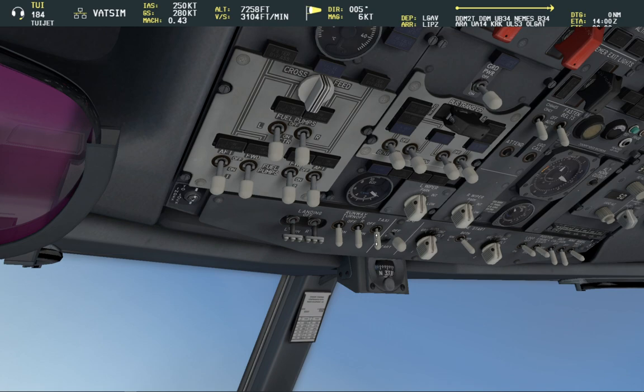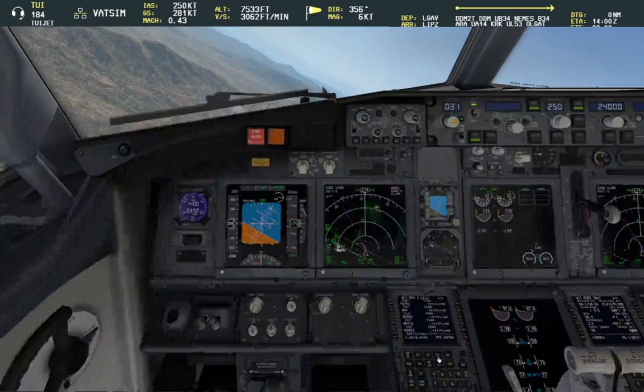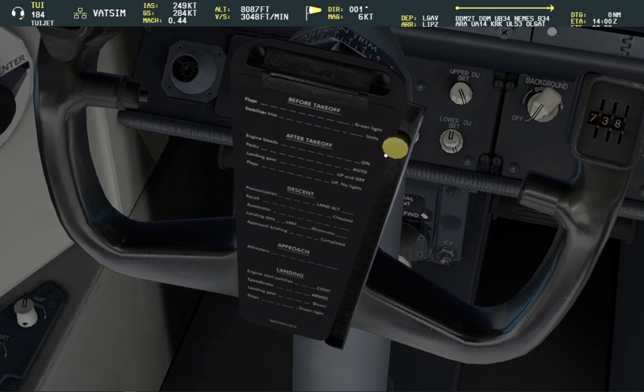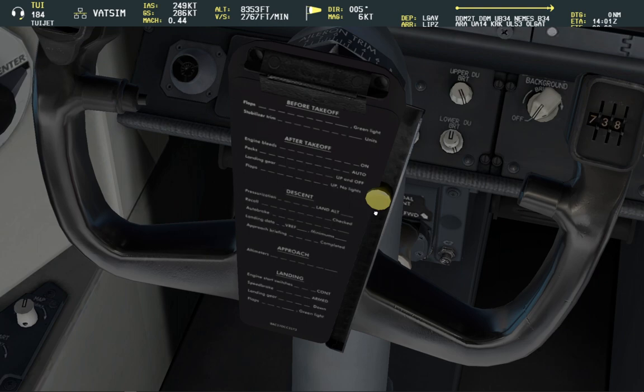Ignition. Lights. By the way, if you want to show the yoke, you have to press the button Y, like Yankee. So, after takeoff: engine bleeds on, PEX auto, landing gear up and off, flaps up, no lights, checked. Checklist completed.